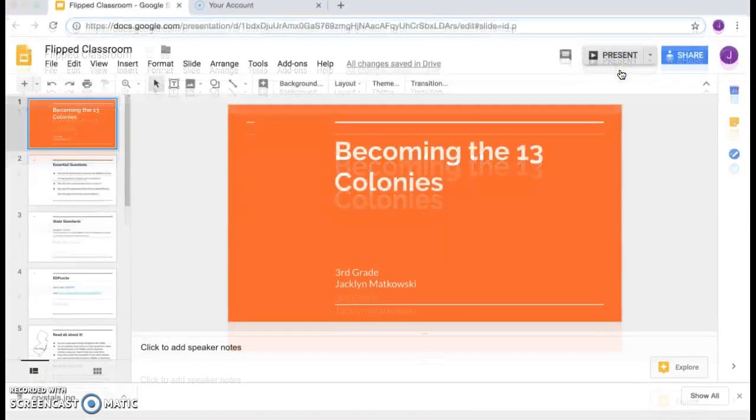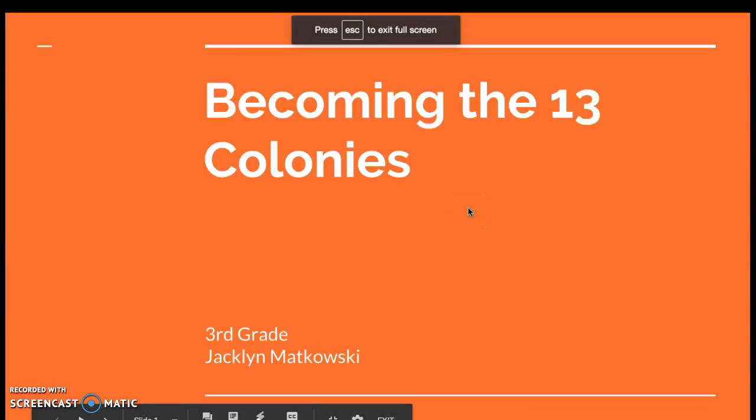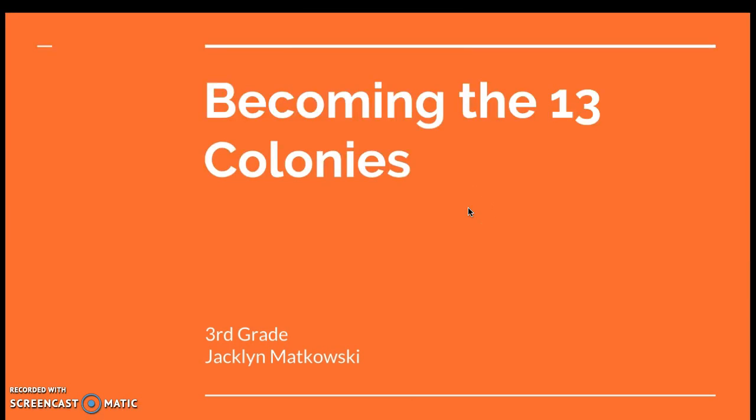For my flipped classroom model, I will be doing the 13 colonies. I'm aiming this lesson towards third grade, and the lesson is basically going over the regions of the 13 colonies and what colonies fall into those regions. The children will be discussing the economies of those regions and the jobs, and also the lesson touches on African slavery and how the slaves were treated in each region.